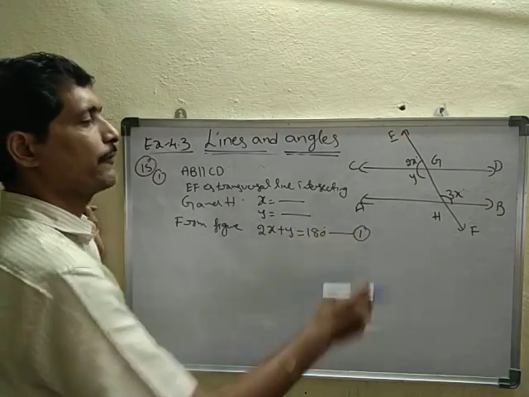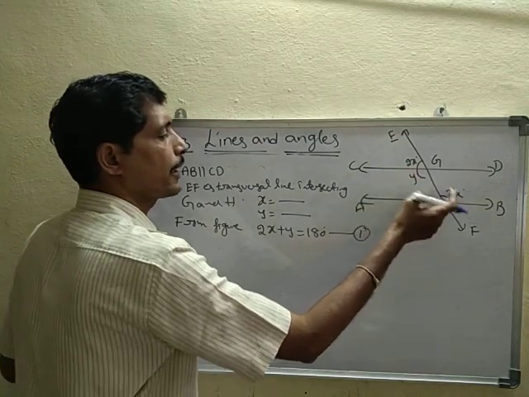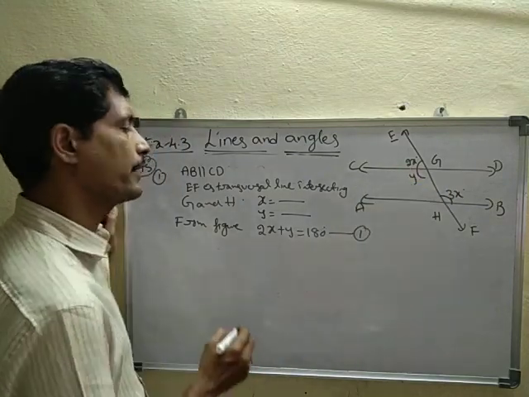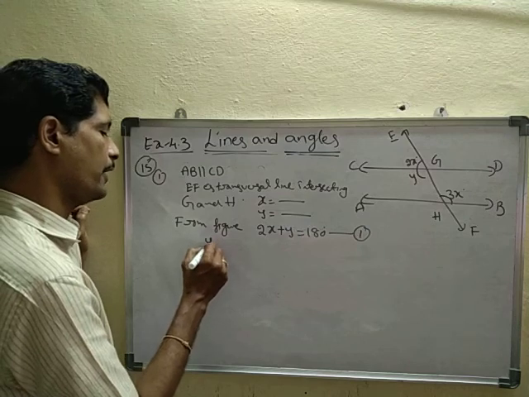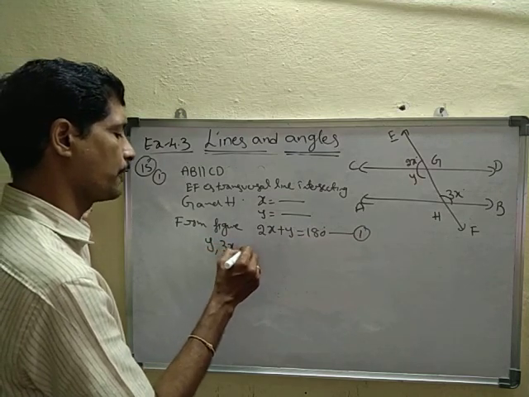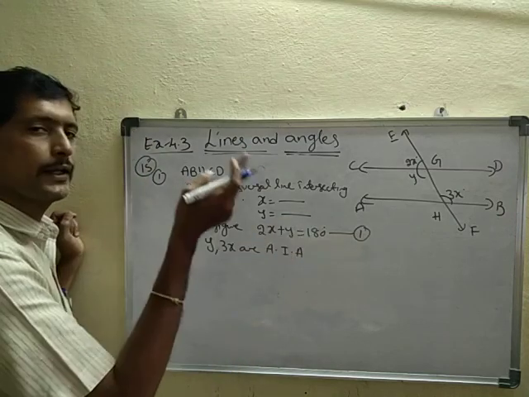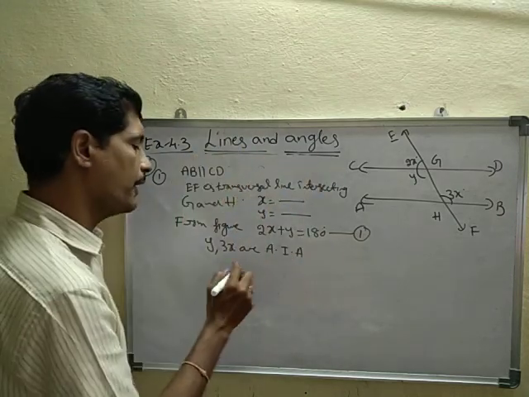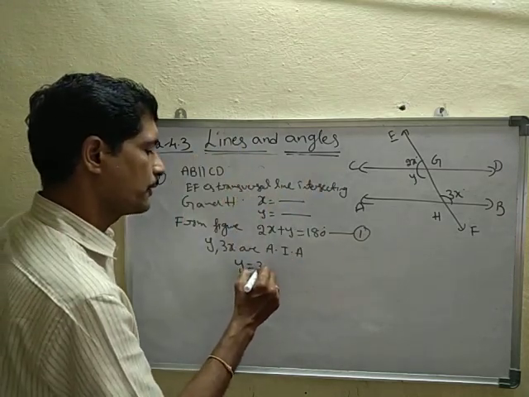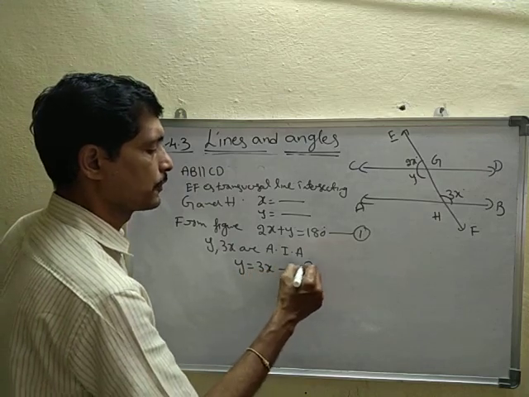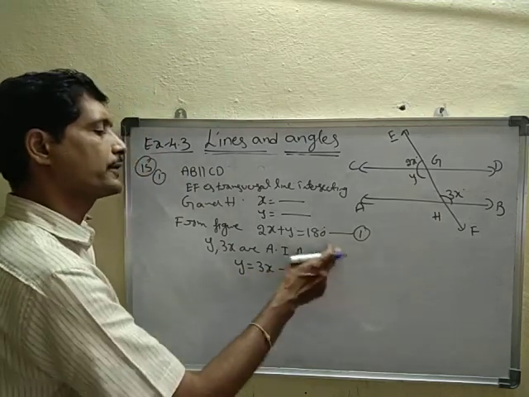Okay, next from the figure, y and 3x are both alternate interior angles. Alternate interior angles are always equal. Therefore y equals 3x, that is equation 2. Therefore substitute this value in equation 1.